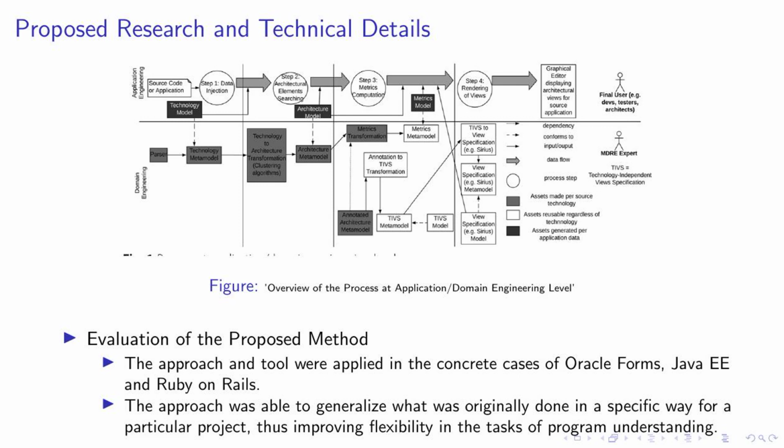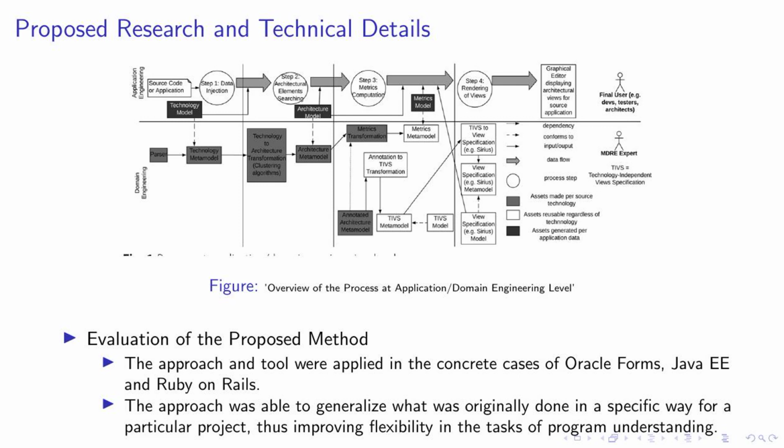Now, let's talk about the evaluation of our proposed method. We applied our approach and tool in 3 distinct cases: Oracle Forms, Java EE, and Ruby on Rails. What we found was that our approach was able to generalize what was originally done in a specific way for a particular project. This resulted in a significant improvement in flexibility when it comes to understanding programs. This is a crucial step forward in our field, as it allows for greater adaptability and efficiency in software development.